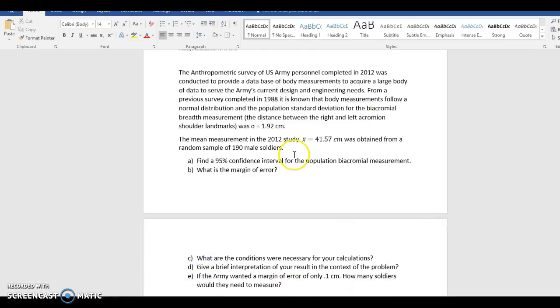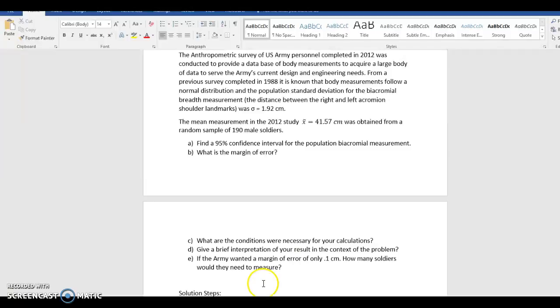Okay, class, so we came to the last part of this problem, and it said if the Army wanted the margin of error of only 0.1 centimeters, how many soldiers would they need to measure? Remember, we had a margin of error of 0.273 centimeters when we did this problem, and maybe they're thinking, no, we want a little bit more accurate than that. So they're saying they need a margin of error of 0.1 centimeter. So we want to know how many soldiers we need to sample.